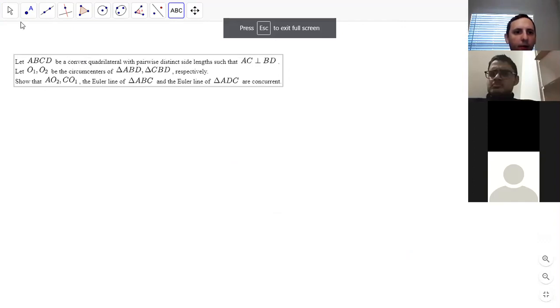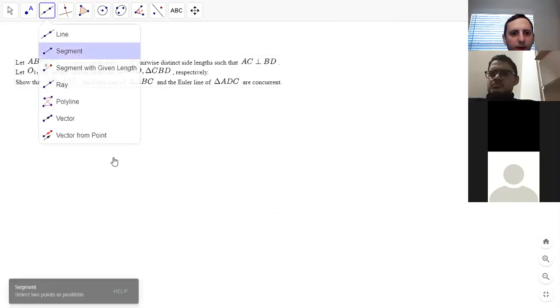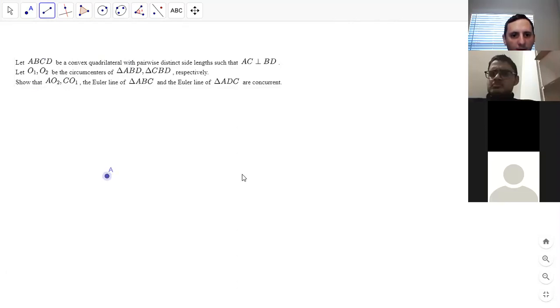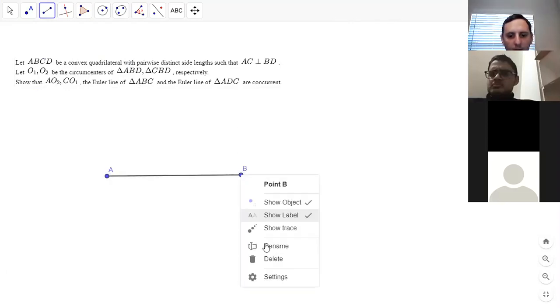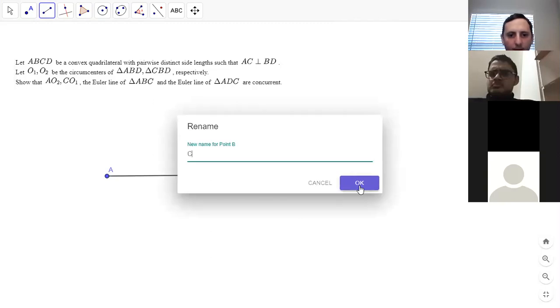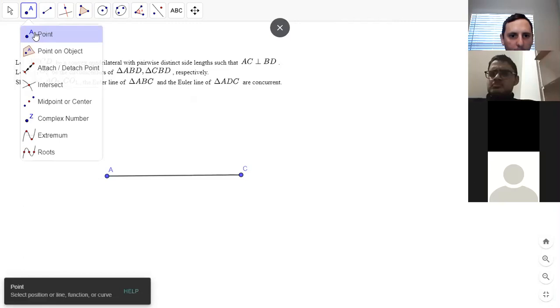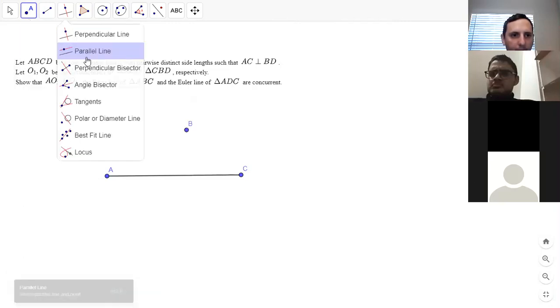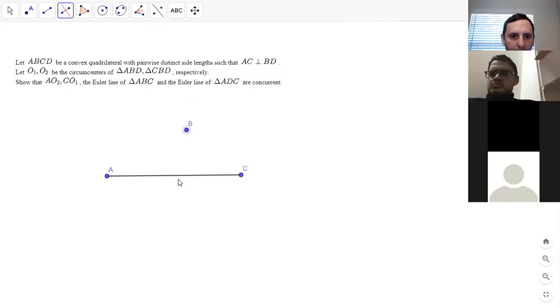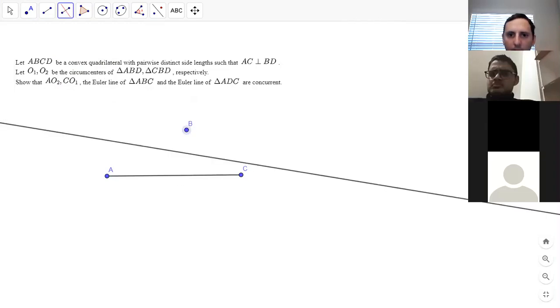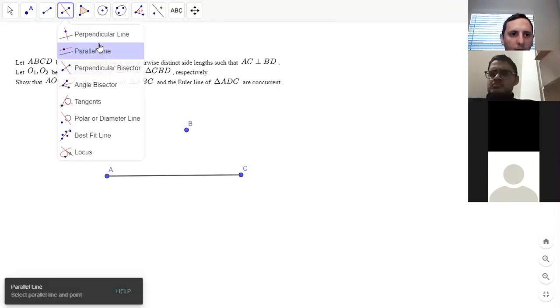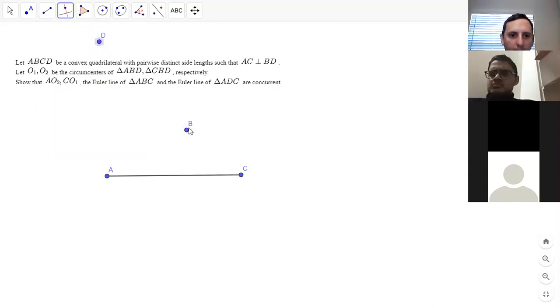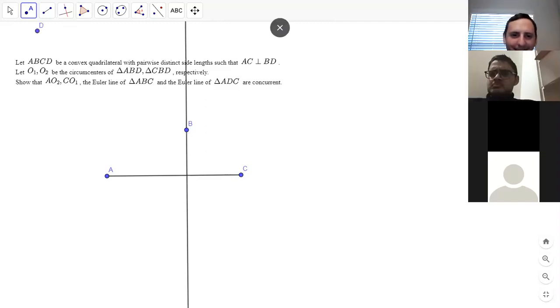So we have a quadrilateral with AC perpendicular to BD. Okay, so this is C, and B can be anywhere. We have about 30 minutes left. Sorry about that. GeoGebra is very slippery. If you click something, I did it again.